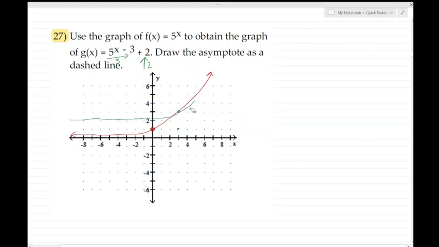It'll go through that point again, and the green line will be my function g of x. Okay, similar in shape to the original function, it just has been pushed to the right and upwards several units.